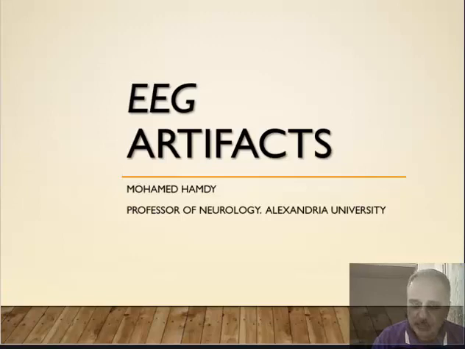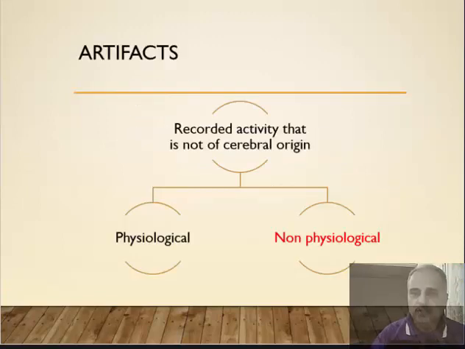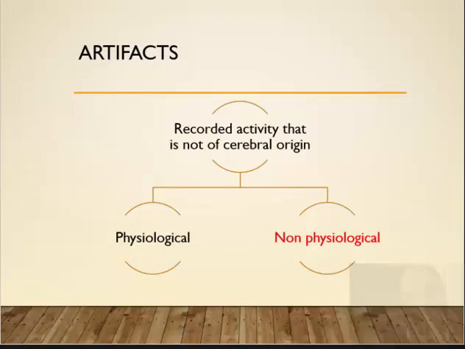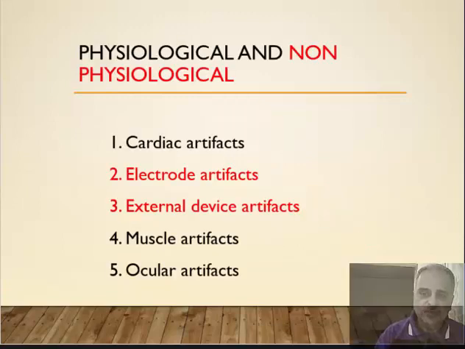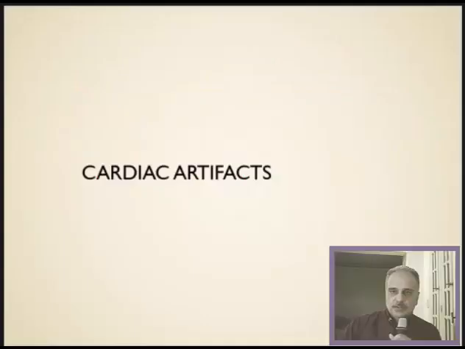Today we shall discuss an important subject, which is EEG artifacts. Artifacts are defined as electrical recordings of non-cerebral origin. They can be classified into physiological and non-physiological. Examples of physiological artifacts, which are written in black, include ocular, muscle, and cardiac artifacts, while non-physiological include electrode and external device in addition to other artifacts.